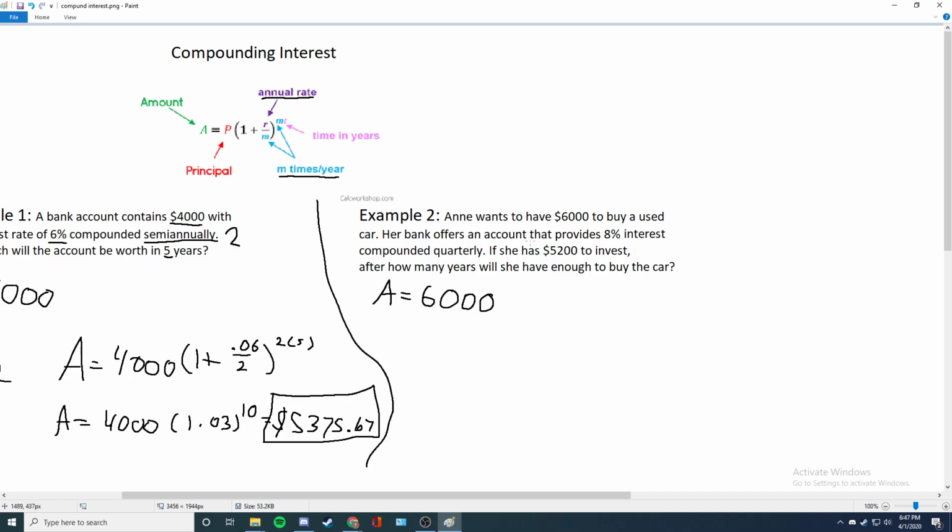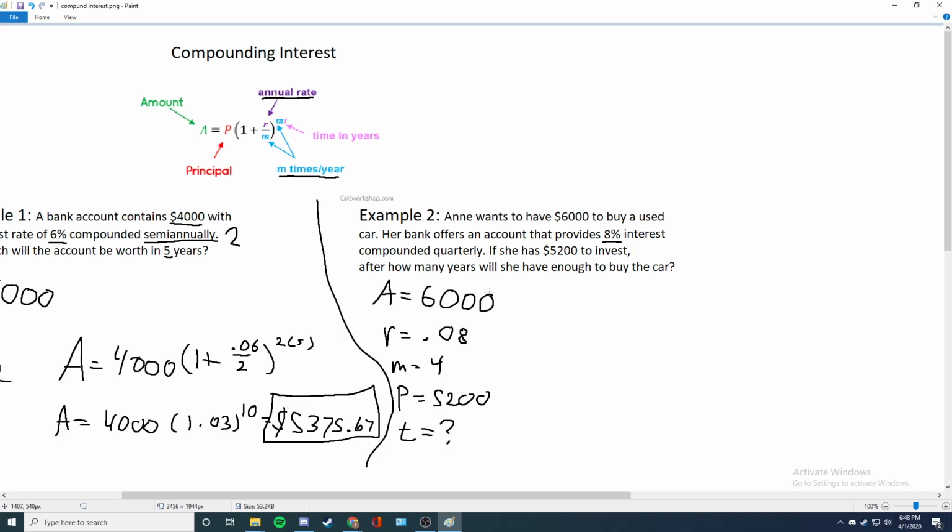Her bank offers an account that provides 8% interest compounded quarterly. So that 8%, remember, is the annual rate, R. So R equals 0.08, and it's compounded quarterly, which means 4 times per year. So in this case, M is 4. Next, if she has $5,200 to invest, meaning that her principal, or her initial amount, is $5,200, after how many years will she have enough to buy the car? So in this case, we're solving for T, since we don't know the number of years that the money's in the account.